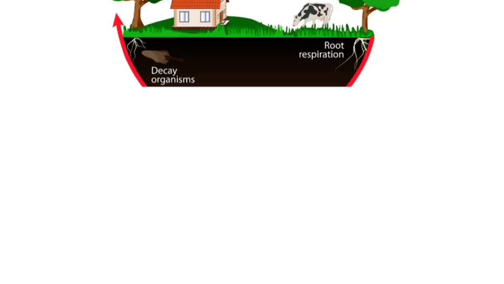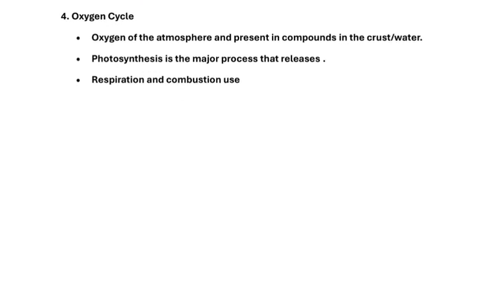4. Oxygen cycle: oxygen is found in the atmosphere and present in compounds in the crust and water. Photosynthesis is the major process that releases oxygen. Respiration and combustion use oxygen.